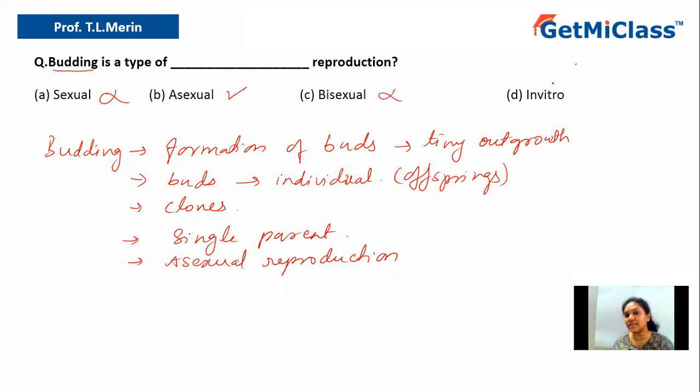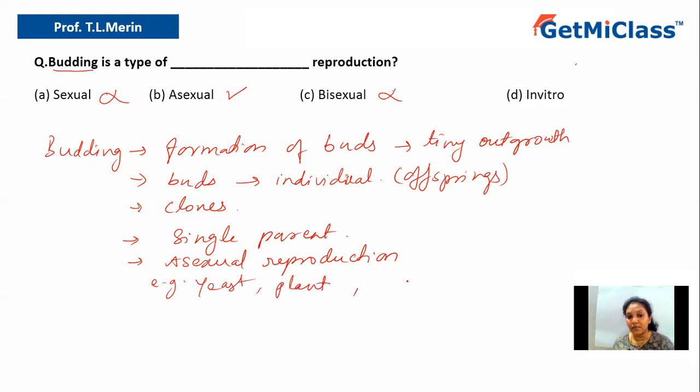Now, option D says in vitro. So, in vitro reproduction, it says. So, what do you mean by in vitro? There are two types of reproduction, in vivo and in vitro. So, in vitro means in the lab. So, budding doesn't have to be in the lab reproduction. It can happen even in nature, like in case of yeast. Example, if you take yeast, even there are certain plants which give rise to buds in nature.